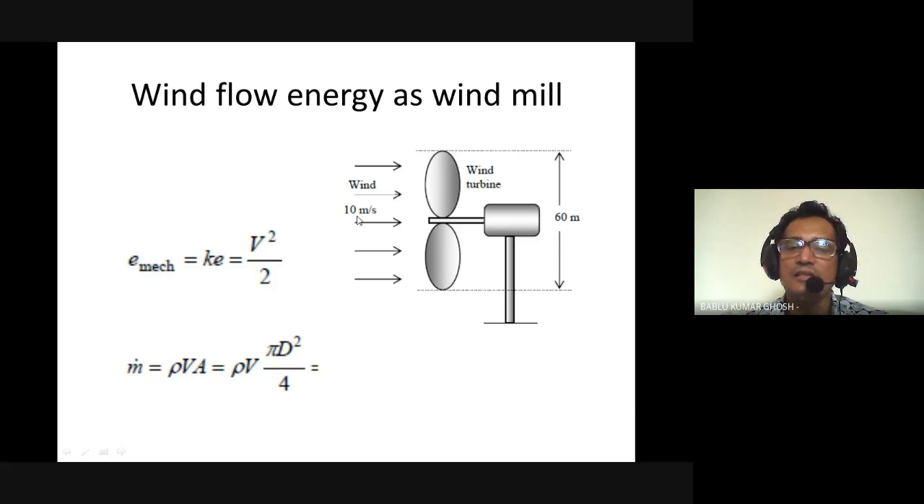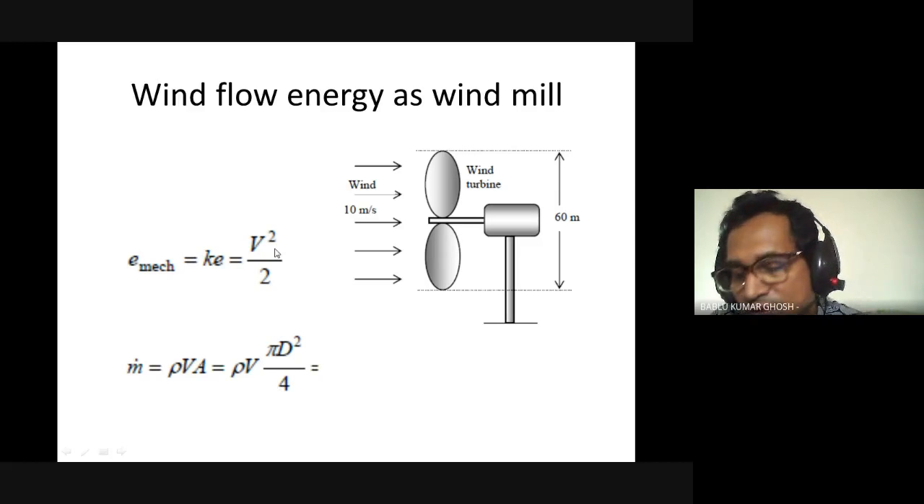Then velocity here is 10 meter per second. Then the cross-section area is pi d square by 4. So you can easily find the mass flow. Then you multiply mass flow with the mechanical energy. Mechanical energy is nothing but velocity square by 2. That means it is again this. So it means velocity cubed by 2 totally in terms of velocity.